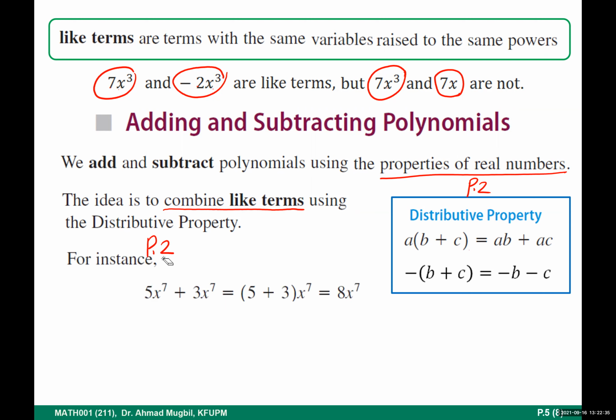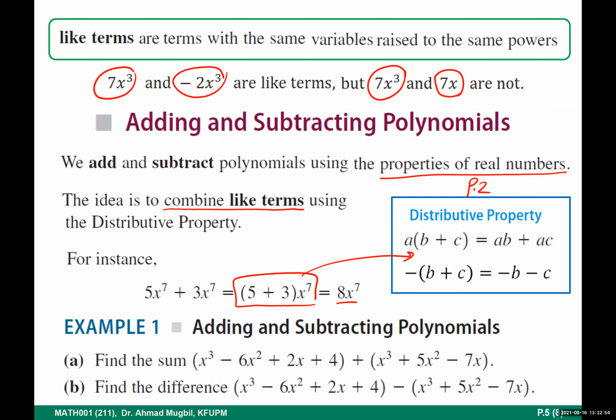Look at this easy example. 5x to the power 7 plus 3x to the power 7. It is just what? 5 reals plus 3 reals, it is 8. In fact, at the back stage, we are using the distributive property, but we don't usually write it in these easy examples, but in general, it is there. So how to add and subtract polynomials? So easy. So this is a polynomial plus another polynomial.